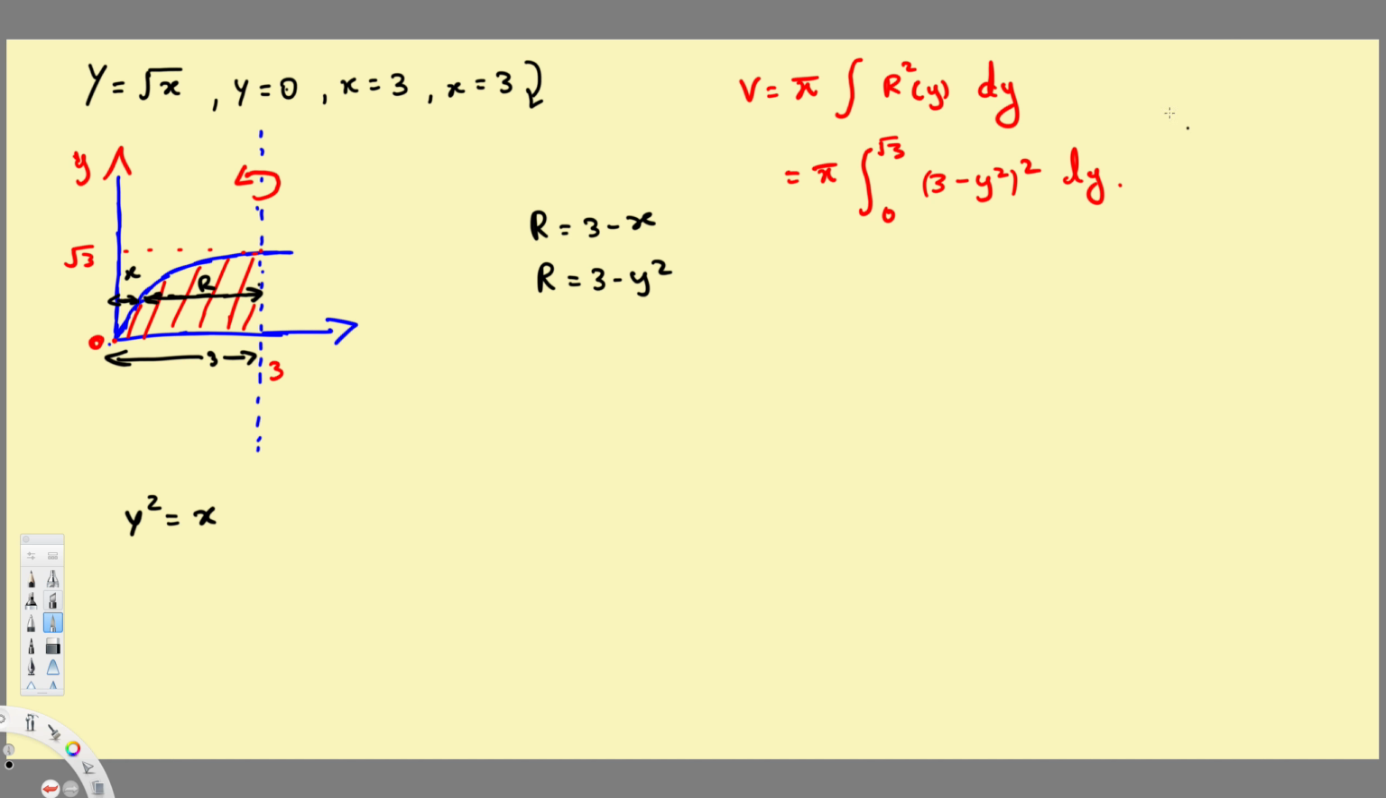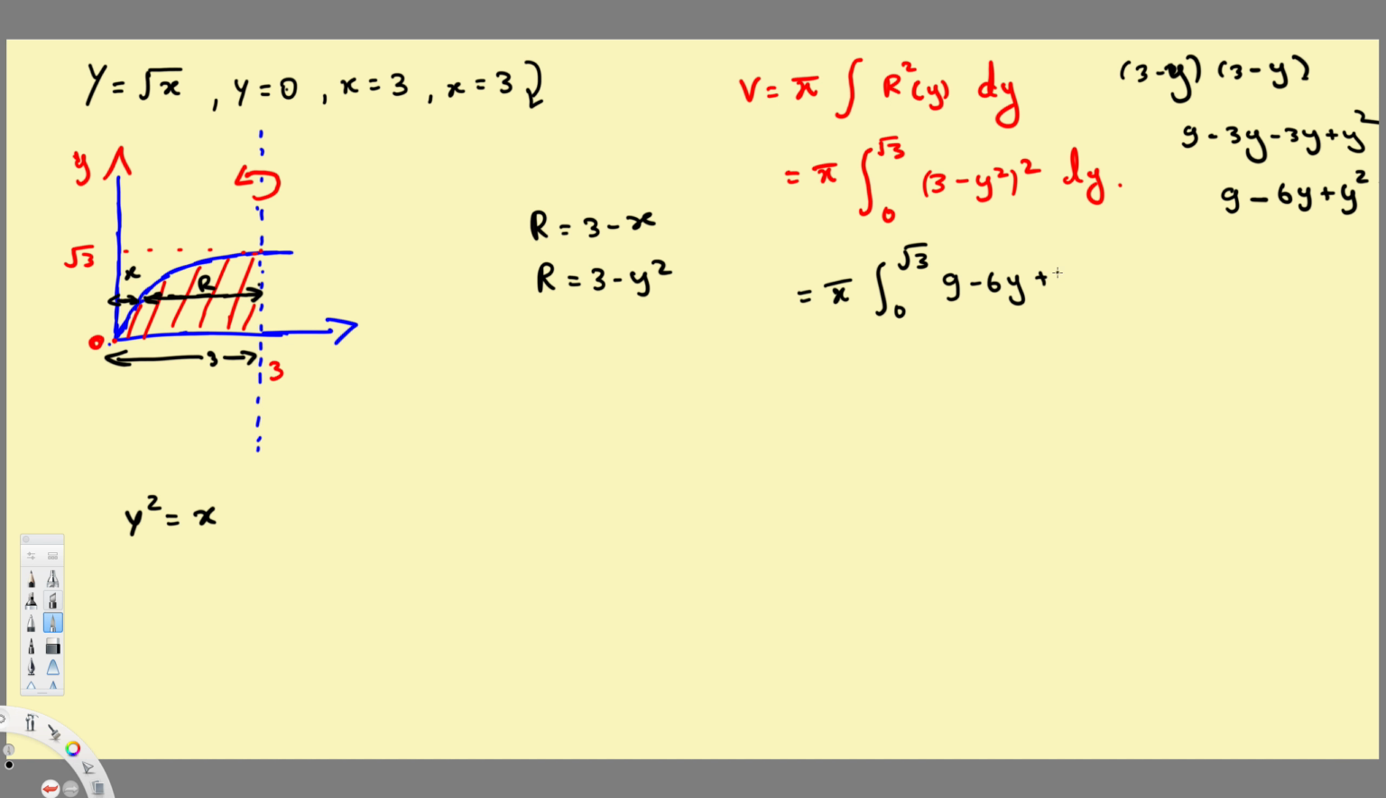Now we have to expand this in order to do the integration. Let's expand: we have (3 minus y squared) times (3 minus y squared). Multiplying 3 times 3 gives 9. 3 times minus y squared gives negative 3y squared. Then minus y squared times 3 gives negative 3y squared again. Minus y squared times minus y squared gives plus y to the fourth. Adding them gives 9 minus 6y squared plus y to the fourth. Now we can plug it in here: pi integral from 0 to root 3 of 9 minus 6y squared plus y to the fourth dy.